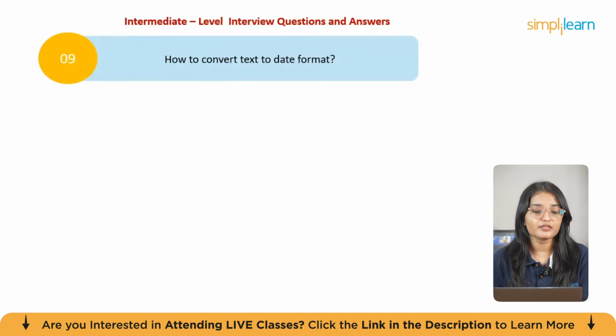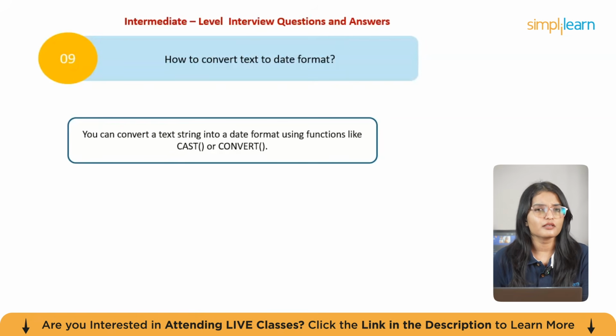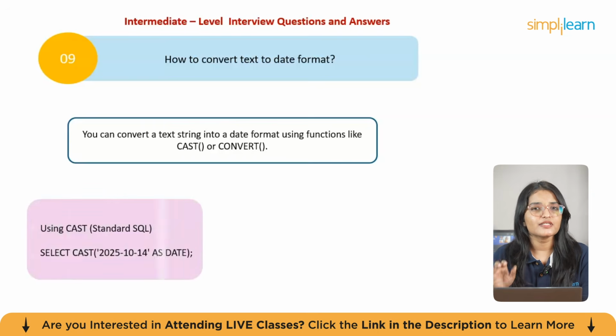The next question is how to convert text to date format. The answer is you can convert a text string into a date format using functions like CAST() or CONVERT(). The exact syntax depends on the SQL dialect. Using CAST, which is standard SQL: SELECT CAST('2025-10-14' AS DATE).